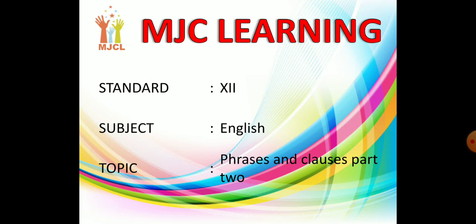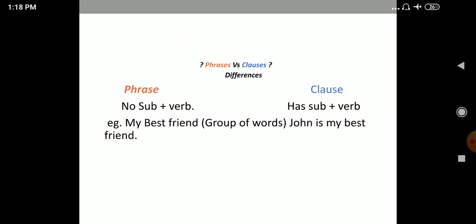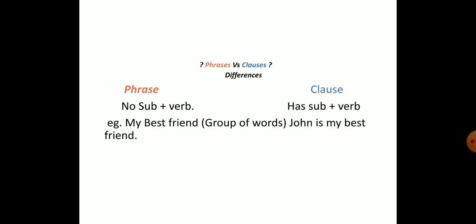Students, today we will learn about phrases versus clauses. This is a very commonly asked question, so we will try to understand what they exactly are and what the difference between them is. So let's get started. Let's start with an example: "my best friend" and "John is my best friend." Both of them are groups of words. One is a phrase and another is a clause. So, we'll identify which one is a phrase and which is a clause.